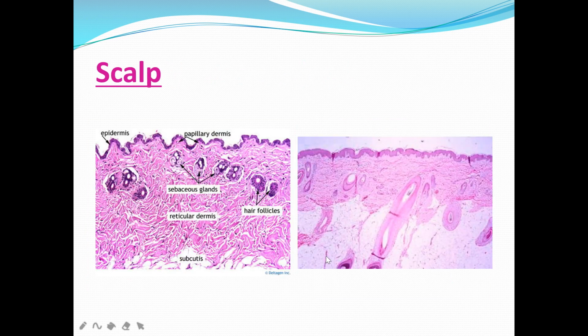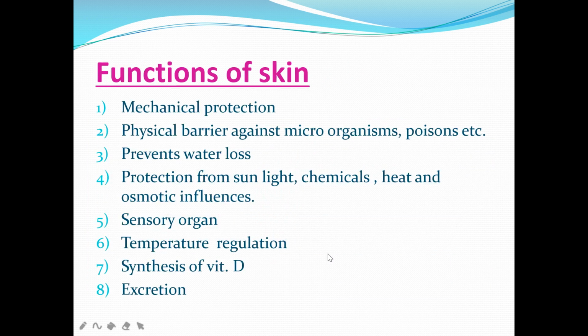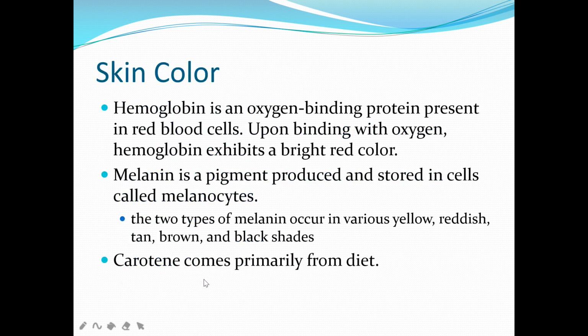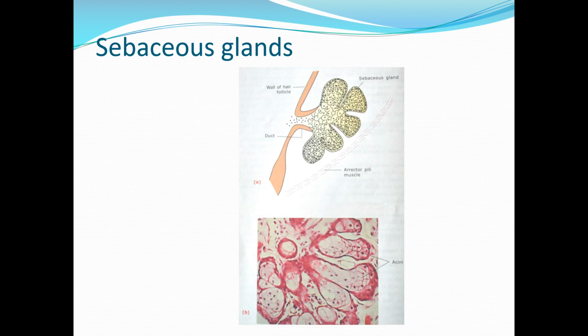Now we will see the functions of the skin. Mechanical protection, physical barrier against microorganisms and poison, preventing water loss, protection from sunlight, chemicals and heat, acting as a sensory organ, temperature regulation, synthesis of vitamin D, and excretion. Color of the skin depends upon the melanin pigment produced and stored in the cell by the melanocyte.